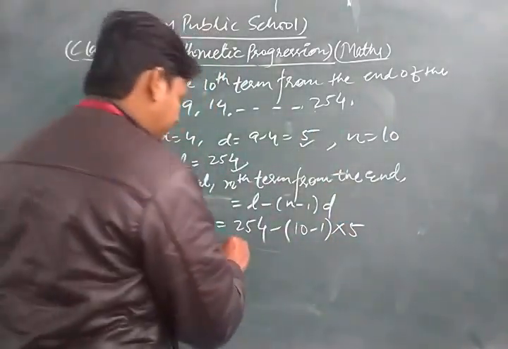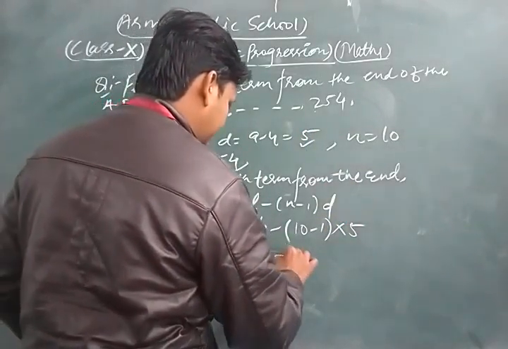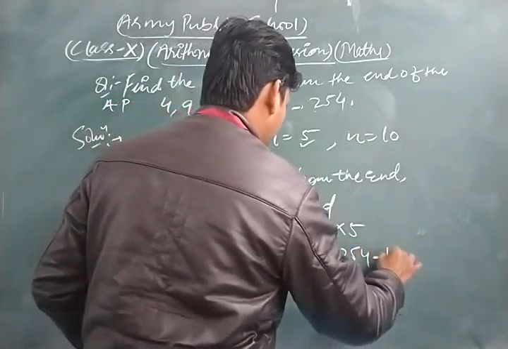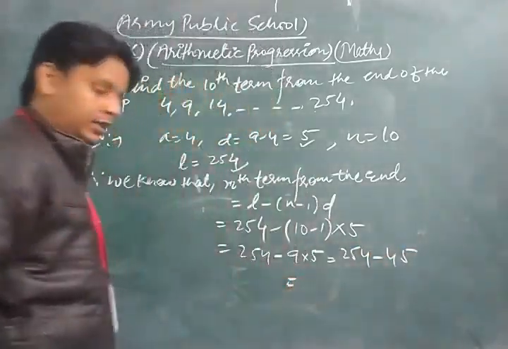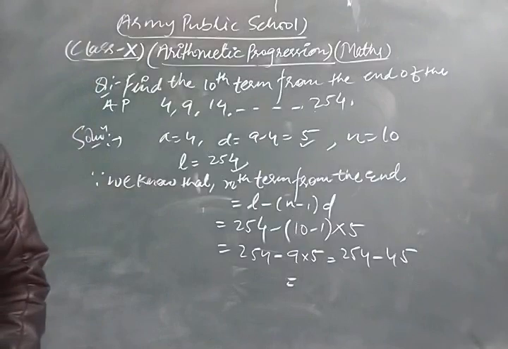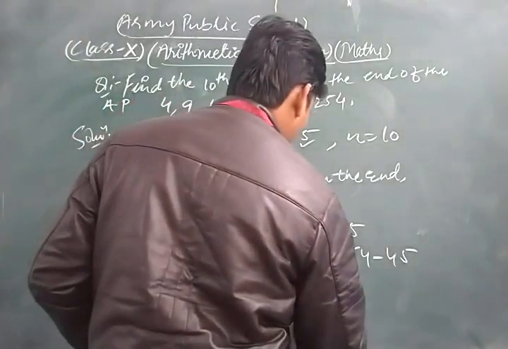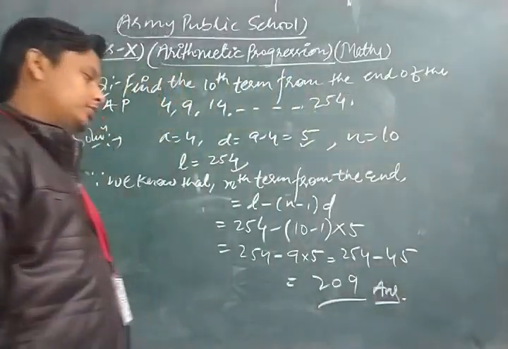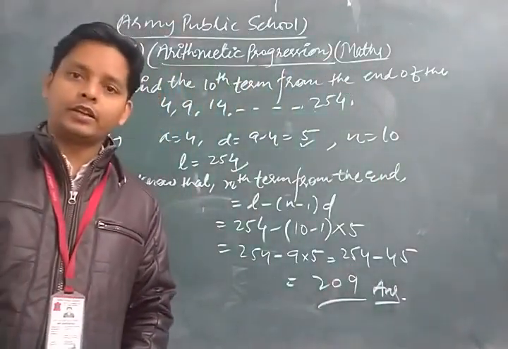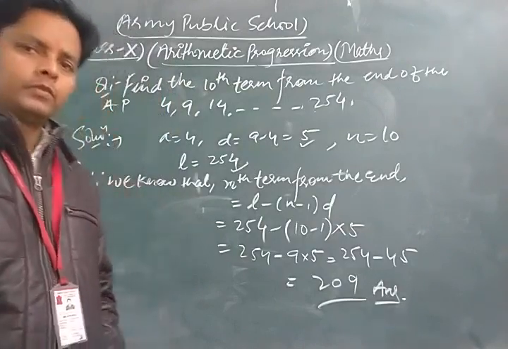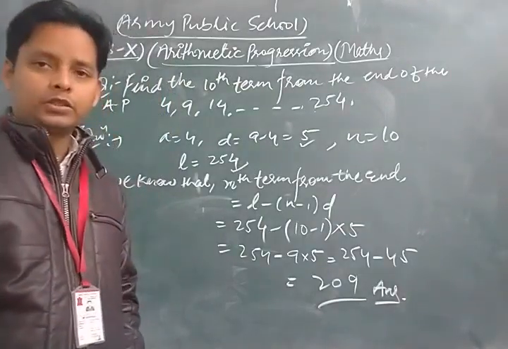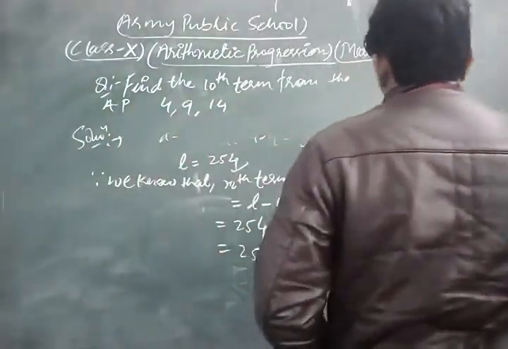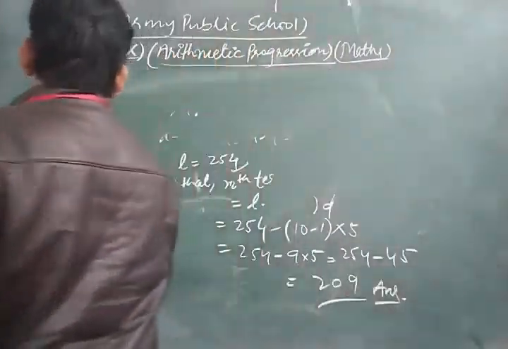Now we simplify them. So 254 minus 9 into 5, that is, we get 209. This is the required solution of the given question. So in this way, dear student, you can solve questions based on this topic. Now we take and solve some other important questions based on AP.